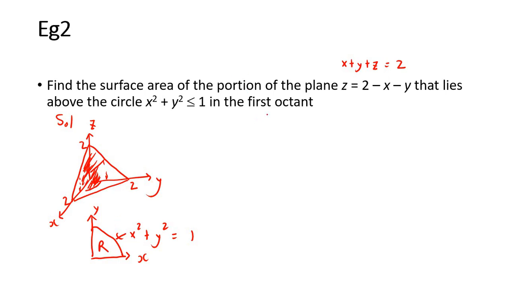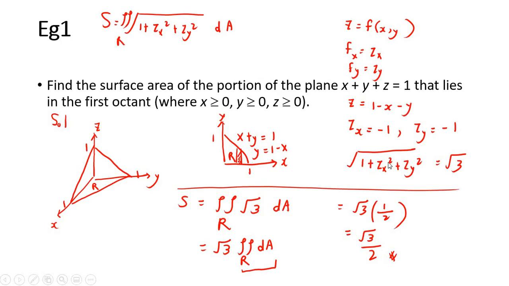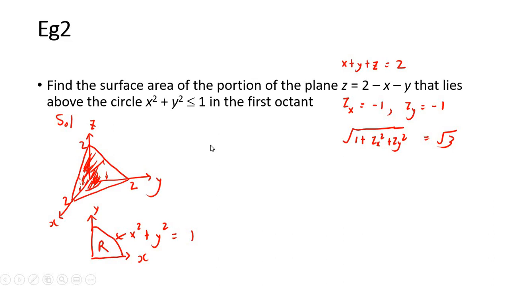And then from here, we find zx is -1, zy is -1. So the square root of 1 plus zx squared plus zy squared, we have square root of 3.